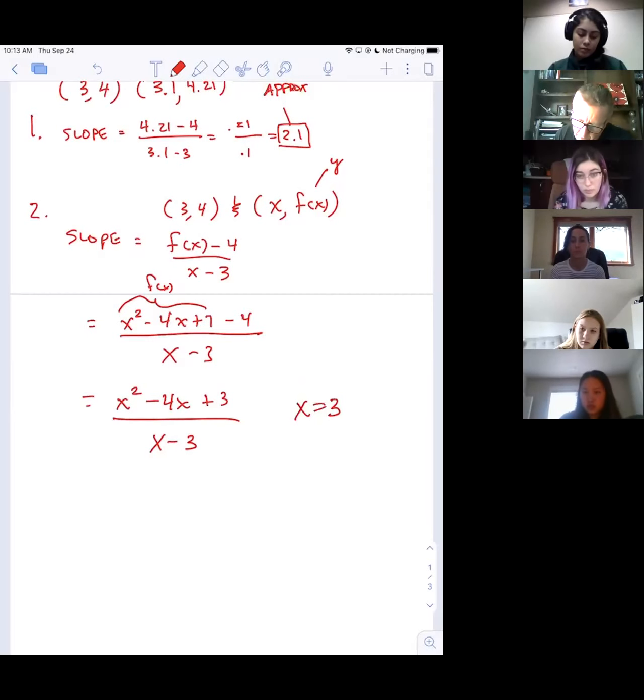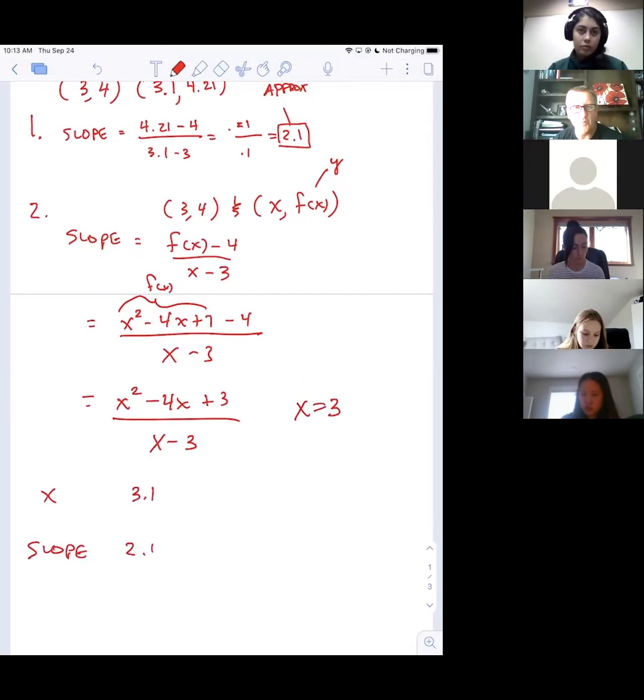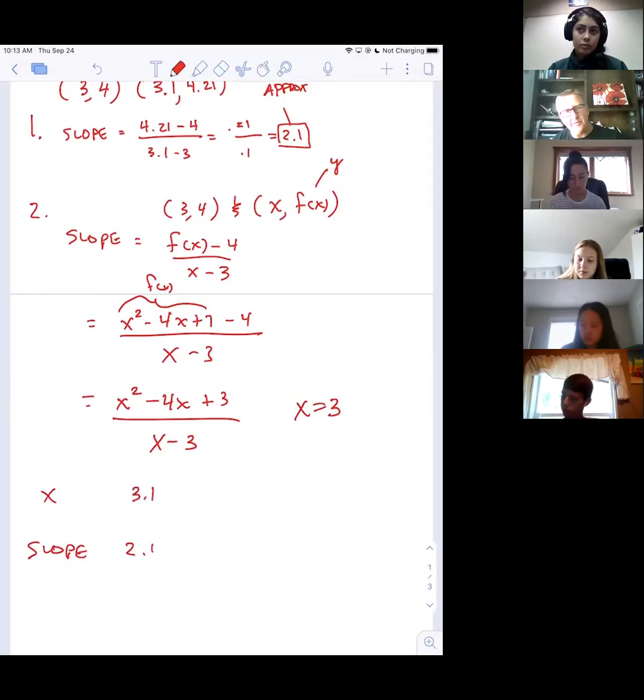Now let's do that. So let's just make a little chart down here. We love charts. For math people, we love charts. Oops, that's not f of x. We want to pick x to be, since we can't pick 3, really close to 3. Well, a second ago, we picked x to be 3.1, and we got 2.1 for the slope, right? So I don't need to redo that, but you certainly could if you wanted to.